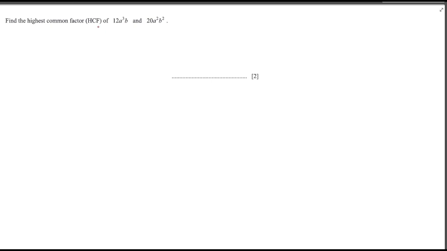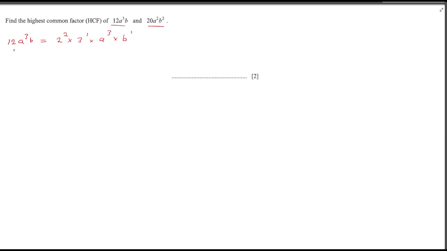Now find the highest common factor. Highest common factor means the highest number or highest factor, I will say, which is common between both. So what you can do, this 12a cube b, you can write it as a product of all its factors. Now there are two ways. One way is that you can write them in power form, like 12 is 4 times 3, and 4 is nothing but 2 power 2, times 3 power 1, and this is a power 3, and this is b.